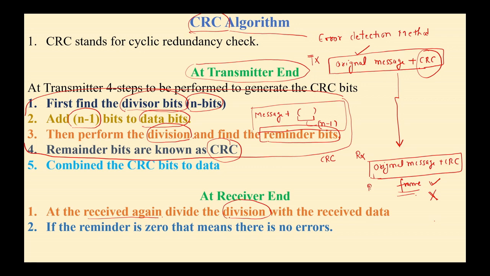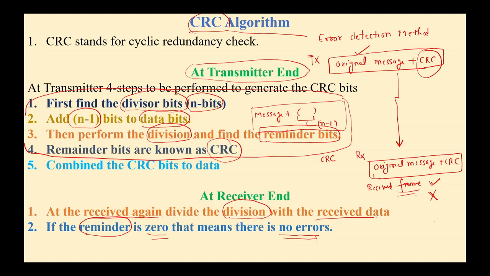This is your received frame. Then we again perform a division, and if the remainder is 0, that means your frame or your received message is correct. Otherwise it is a corrupted message.